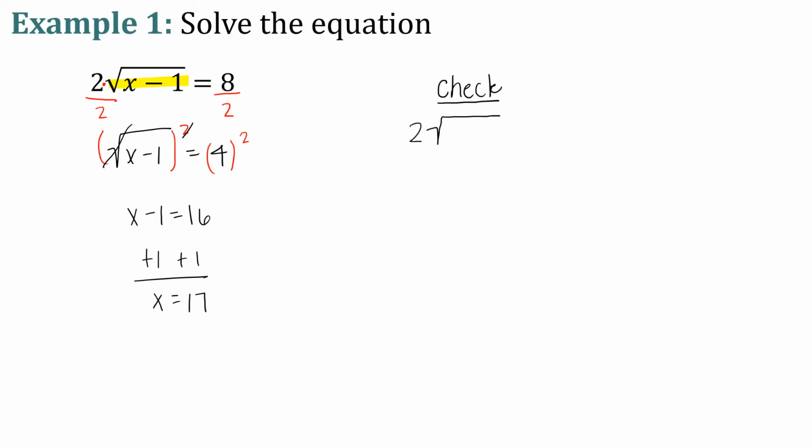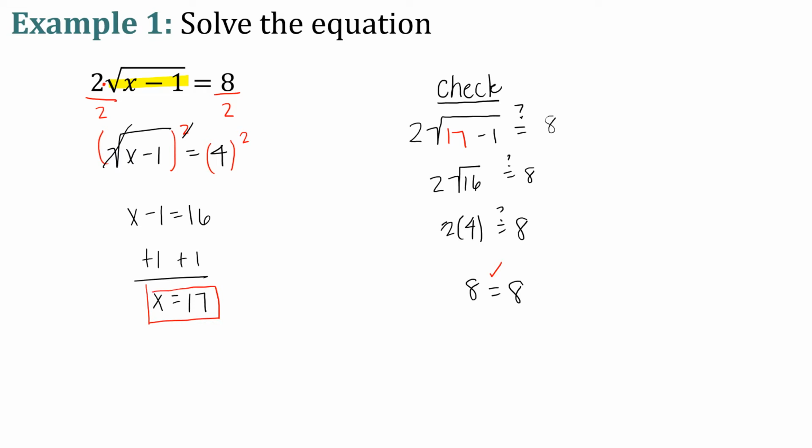So 2 times the square root of 17 minus 1, we're asking, does this equal 8? So 2 times the square root of 16. The square root of 16 is 4. So 2 times 4, and 2 times 4 is 8. So this does equal 8. Therefore, our solution is indeed x equals 17.